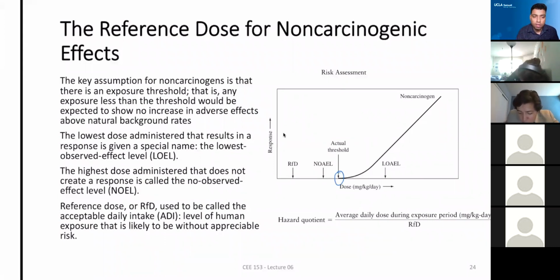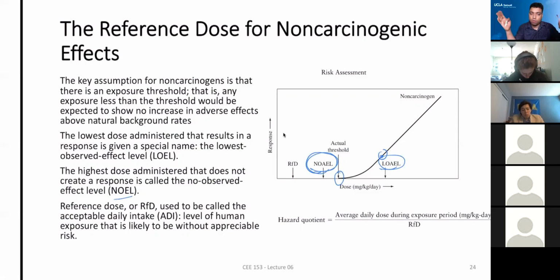So that's why they say there are two other things, LOEL. The lowest dose administered that results in a response is given a special name. So for instance, LOEL means at some point, this one, experimentally you see a response. For instance, you have data here, you see some response, then you extrapolate back to zero. So that's why it's called LOEL. NOEL means no response, no observable effect. So this means the highest concentration at which there is no effect.